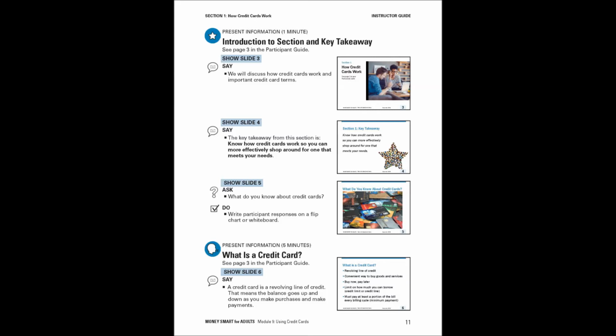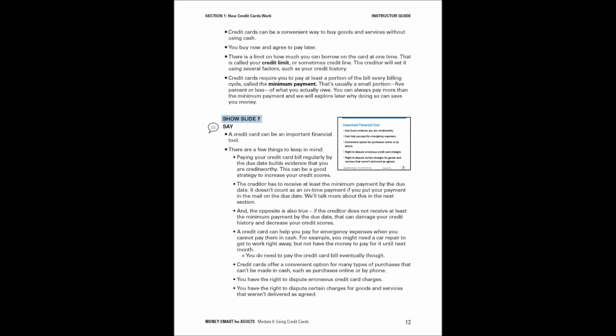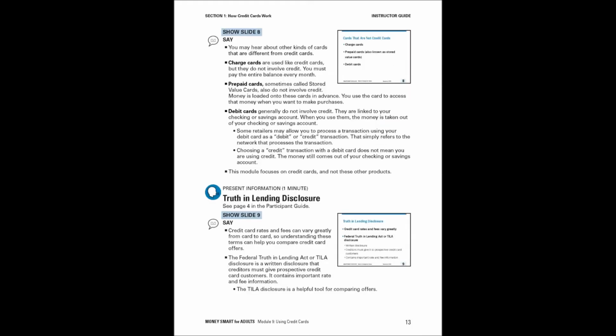Then you're going to show slide number 6, which is what is a credit card, and you're going to give them the definition of the credit card in terms of what's written there, the credit limit, what that's all about, the minimum payments. Then slide 7 is credit cards as an important financial tool, and you'll give them the points about that. Slide number 8 goes into cards that are not credit cards and the different types that are there. You'll list those, you'll talk about those, and then slide 9, you'll introduce the Truth in Lending Disclosure.